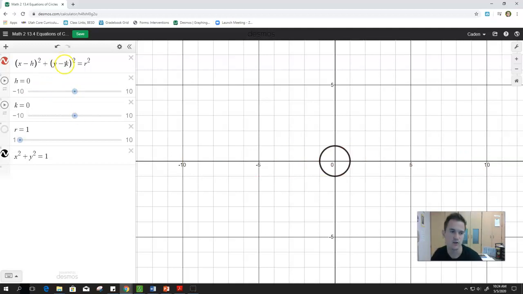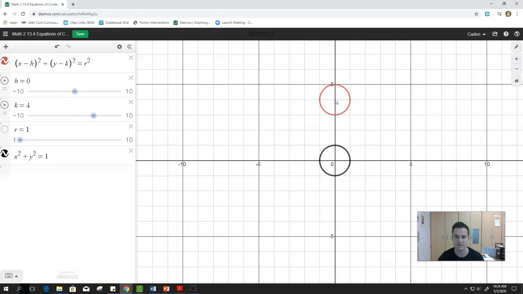My k value, this y minus k, notice what happens when I move this slider for the k value in this equation. Yes, indeed. It moves it up and down. So like right here, for example, when k is equal to 4, that means this part of the equation would be (y - 4)^2. The opposite of a minus 4 is a positive 4, so the y-coordinate of that center point of that circle would be 4. So that k value changes the center of the circle.